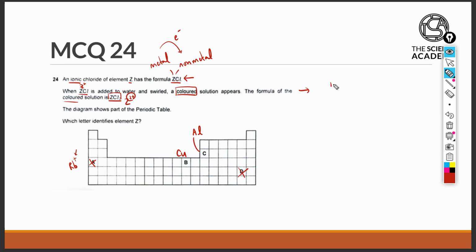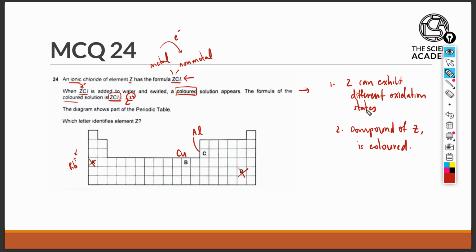This statement tells us that, first of all, Z can exhibit different oxidation states, and 2 compounds of Z, in this case ZCl2, is colored. These are traits of transition metals, and out of options B and C, only B is the transition metal.